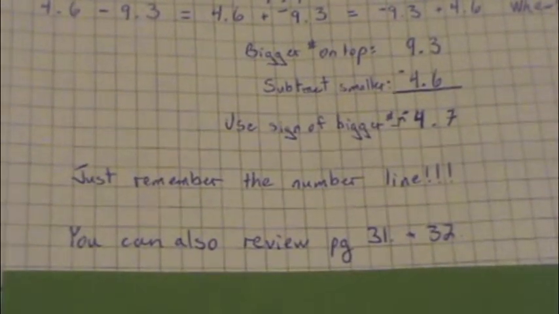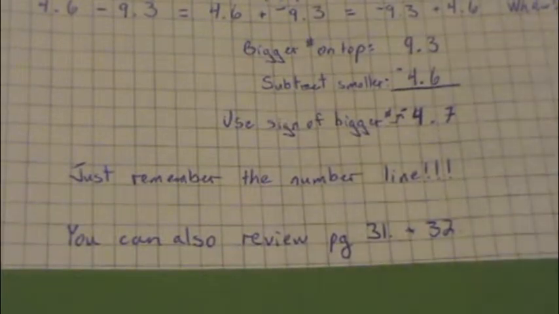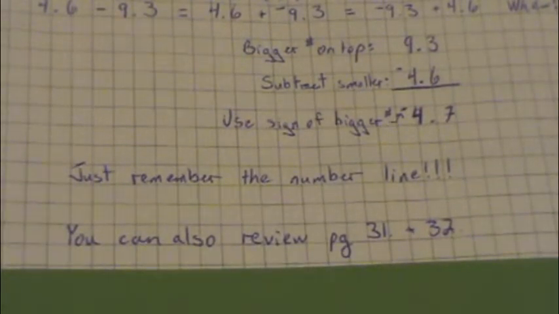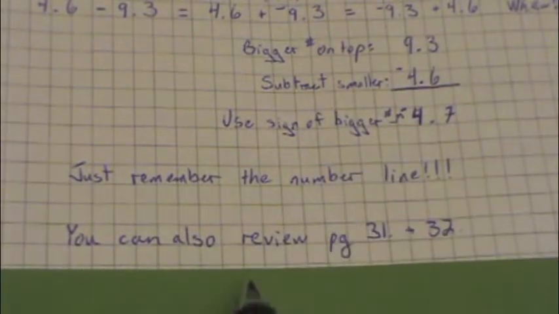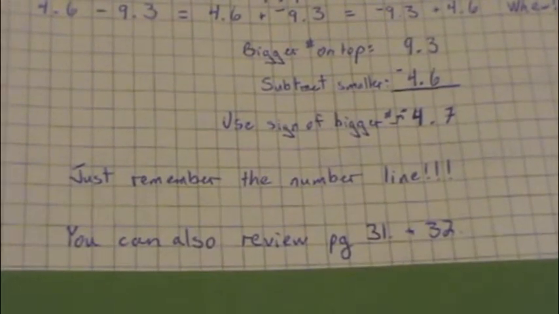They go through this explanation again. They do it differently, so maybe that explanation will work. So you have a few choices. You can go back, rewind the video, watch my explanation again. You can review page 31 and 32.